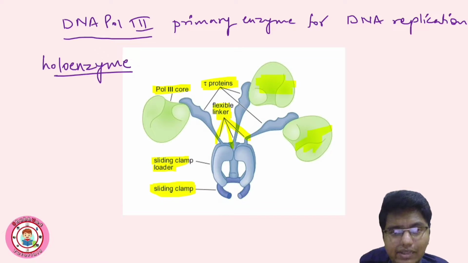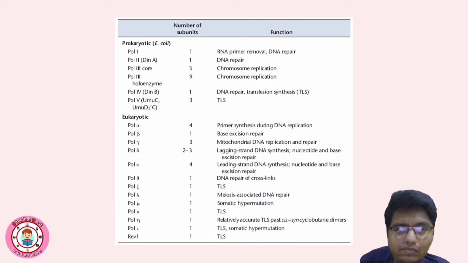Then, what are the functions of the other enzymes? All of the other enzymes have different functions. We can see here a chart with prokaryote and eukaryote. This is the prokaryote. We discussed the three cores, these are three subunits, and the holoenzyme, Pol 3, which brings about chromosome replication in bacteria, E. coli. Then polymerase 2, known as DNA polymerase 2 in E. coli, does DNA repair.